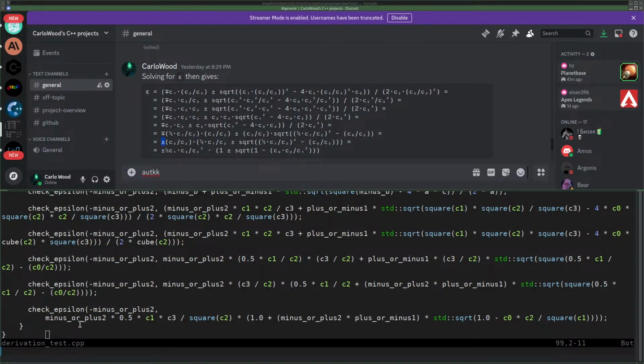Minus or plus. Well, it said plus or minus here, but that's what it should be. Times a half times C1 times C3 divided by the square of C2 times 1 plus the minus or plus times plus or minus. That would be this one. Times the square root of 1 minus C0 times C2 divided by the square of C1. And apparently that one is wrong. Let's hope it is wrong. So that means I would have found the problem.